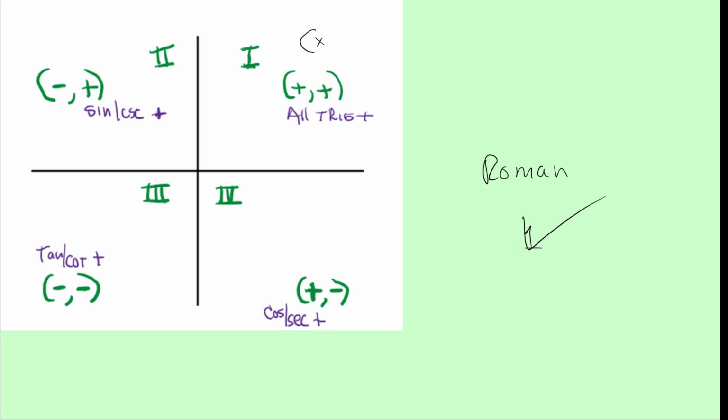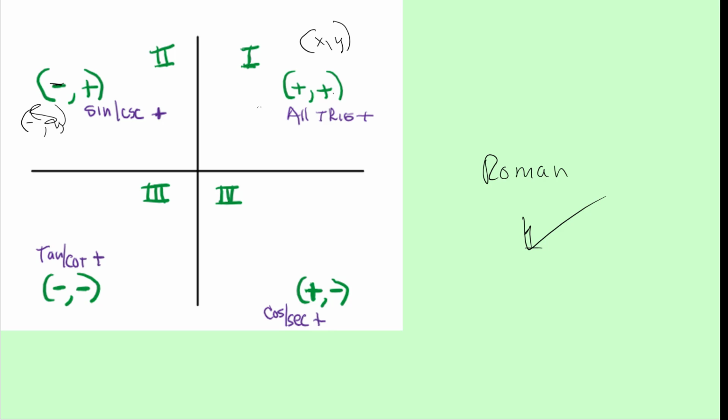The x and the y value, those will both be positive. And all of the trig functions then will be positive. Sine, cosine, tangent, cosecant, secant, cotangent will all be positive if there's an angle in the first quadrant. Well, let's look at the second quadrant. The x value is negative. The y value is positive. Negative, positive. And in this quadrant, the sines and the cosecants are all positive.